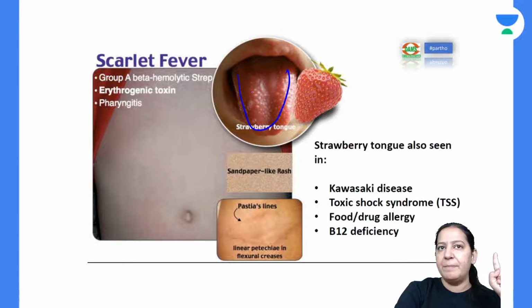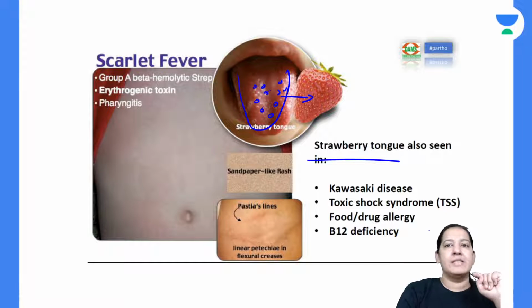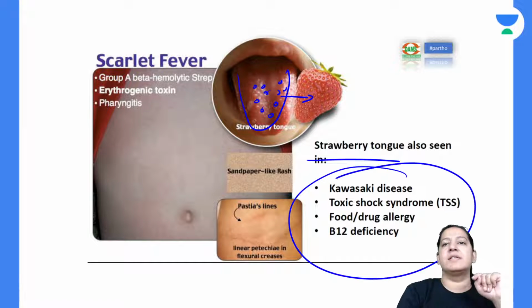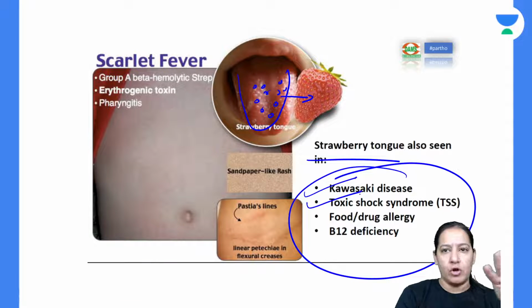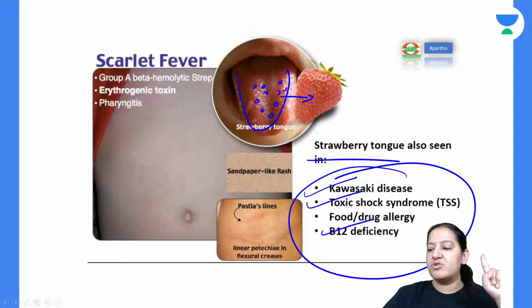Can you see the tongue of the patient? It is looking like a red tongue with some granularity. It is looking like a strawberry. So strawberry tongue is seen in scarlet fever. It is also seen in other diseases, in Kawasaki disease, toxic shock syndrome, B12 deficiency. But scarlet fever is one of them in which strawberry tongue is seen.